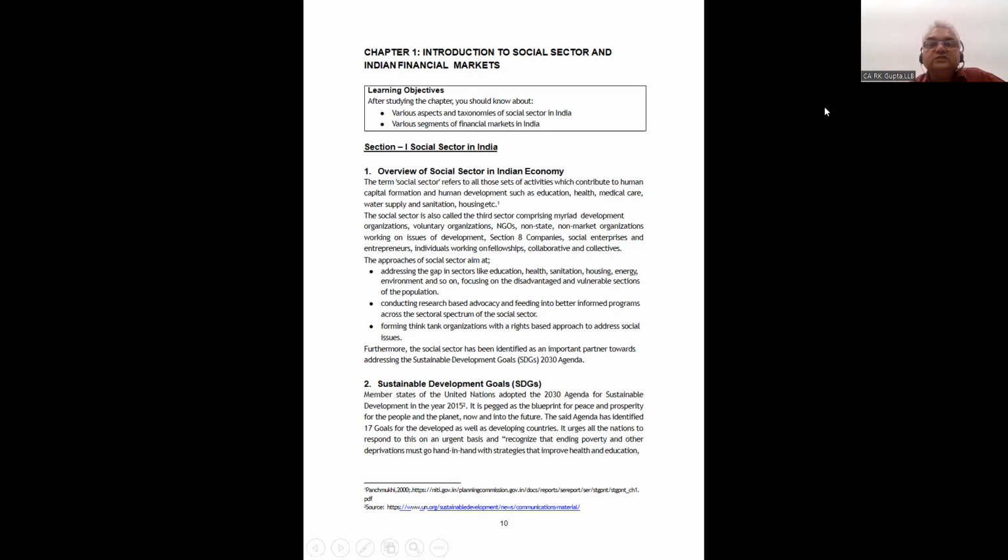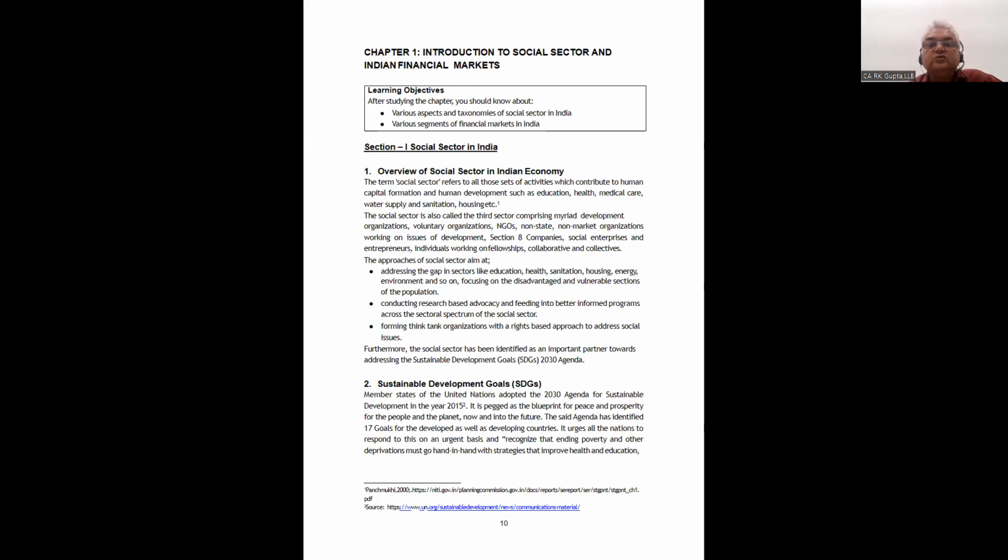It says the term social sector refers to all those sets of activities which contribute to human capital formation and human development, such as education, health, medical care, water supply and sanitation, housing, etc. So these are the various activities which contribute to human capital formation and human development.